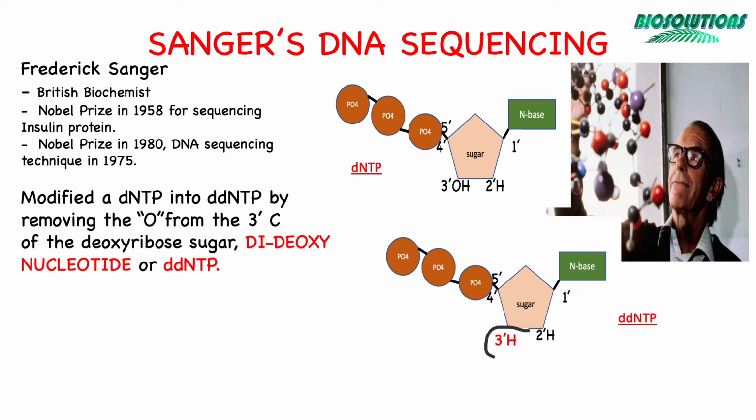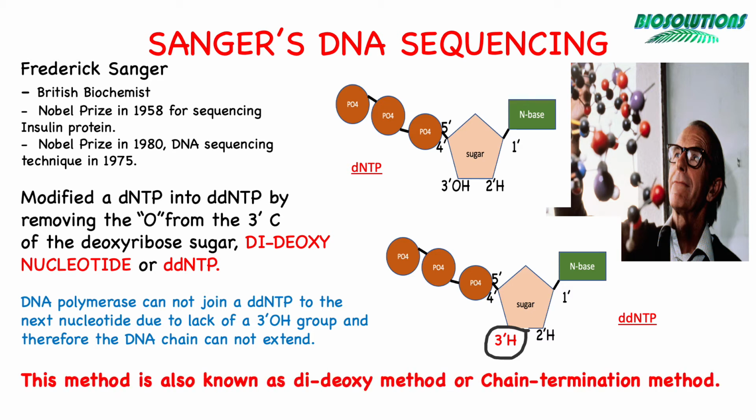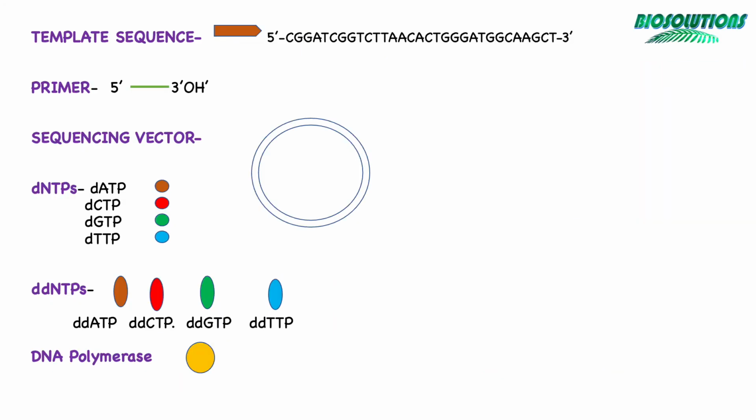Di-deoxy means that at the 3' position of the deoxyribose sugar, there is also a missing oxygen, which disturbs the OH group, which is very crucial for creating a phosphodiester bond by the DNA polymerase. Now since DNA polymerase cannot create the phosphodiester bond with the next nucleotide, the chain will terminate and we will get unique sized PCR products. Therefore, this method is also known as di-deoxy or chain termination method.